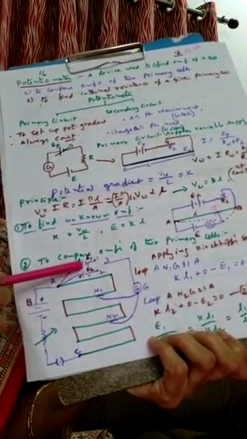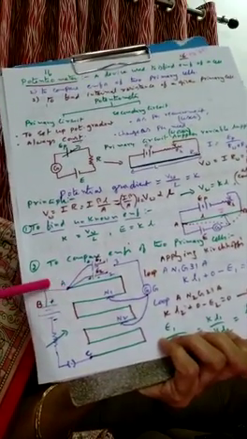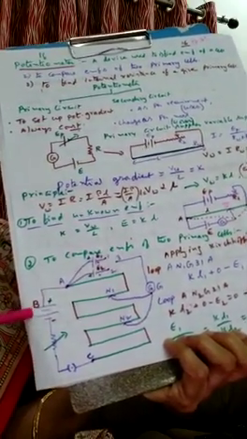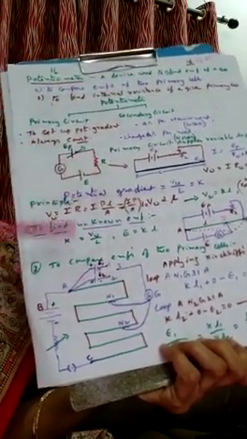See here, the positive terminal of the first cell, the positive terminal of the second cell, and here the positive terminal of the battery. Like this we are supposed to connect. It is compulsory. Are you following?